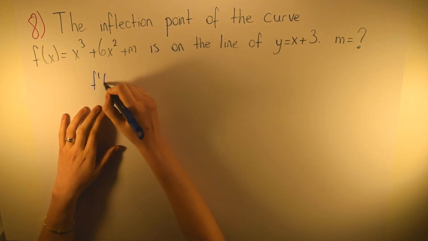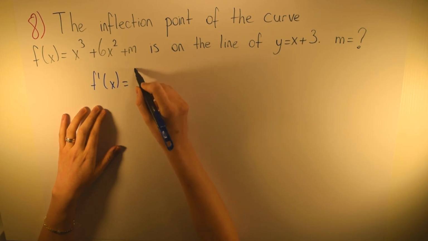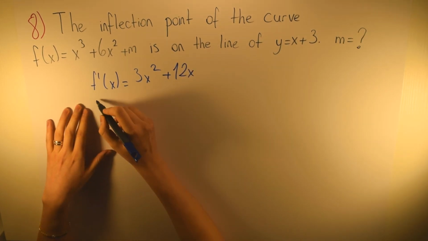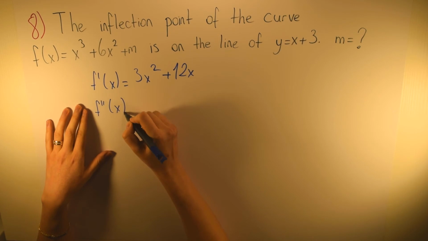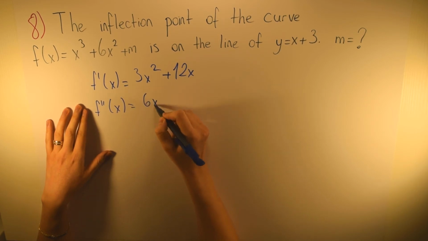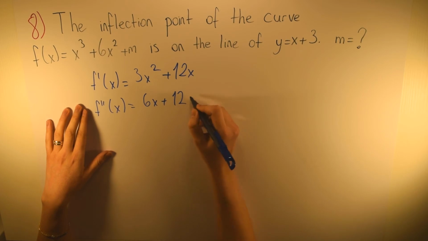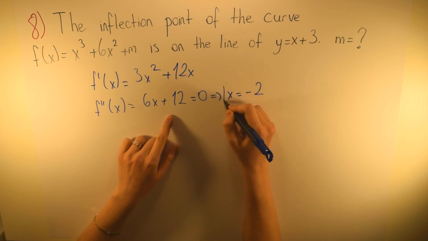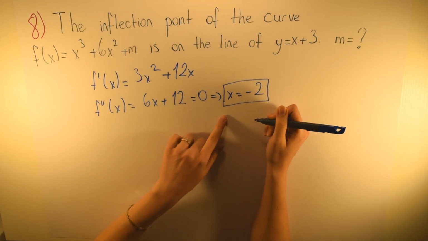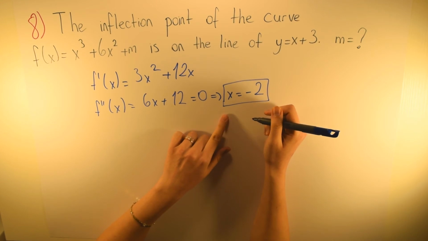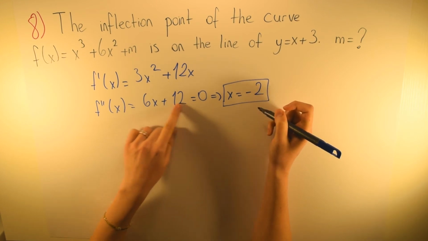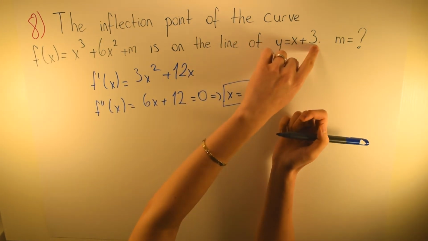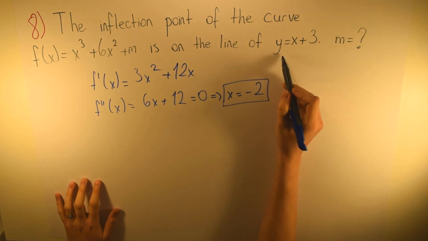The first derivative of f of x is equal to 3x squared plus 12x, okay, and the second derivative of f of x is equal to 6x plus 12. So I will make this equal to 0, and from here x is equal to minus 2. So as you can see, this minus 2 is an inflection point. Okay, it said that it's also on the line y is equal to x plus 3, right? So I can also use this equation.